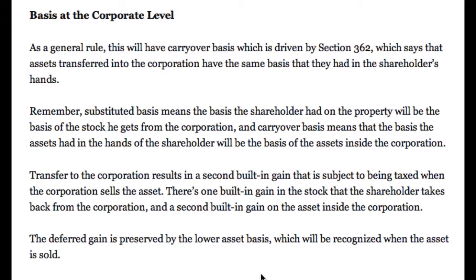Now, property transferred to the corporation can result in a second built-in gain, and that is also subject to being taxed when the corporation sells the asset. There's one built-in gain in the stock that the shareholder takes back from the corporation, and a second built-in gain on the asset inside the corporation. The deferred gain is preserved by the lower asset basis, which will be recognized when the asset is sold.